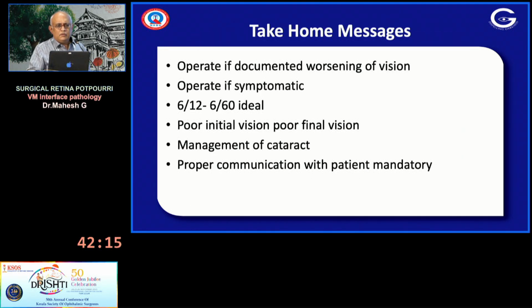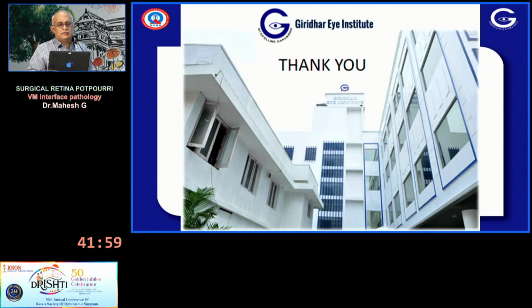So take home message: operate if there is documented worsening and symptoms, ideally 6/12 to 6/60 is ideal. And poor initial vision means poor final vision. Management of cataract is another topic along with the surgery. Proper communication with the patient is absolutely mandatory.